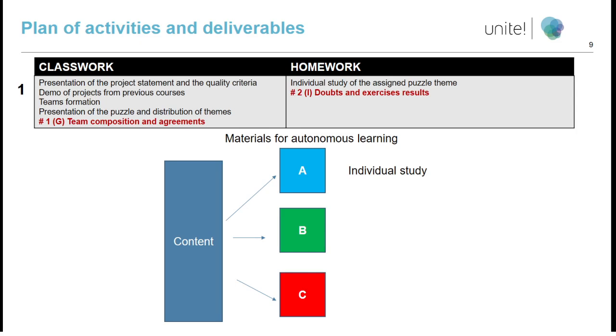In the class session of week 1, the project is presented together with the quality criteria. If possible, it is convenient to show examples of previous course projects. This serves 2 functions. The first function is to clarify doubts of what is expected, if it was not clear in the project statement. We can show good examples and not so good ones in order to clarify the quality criteria.